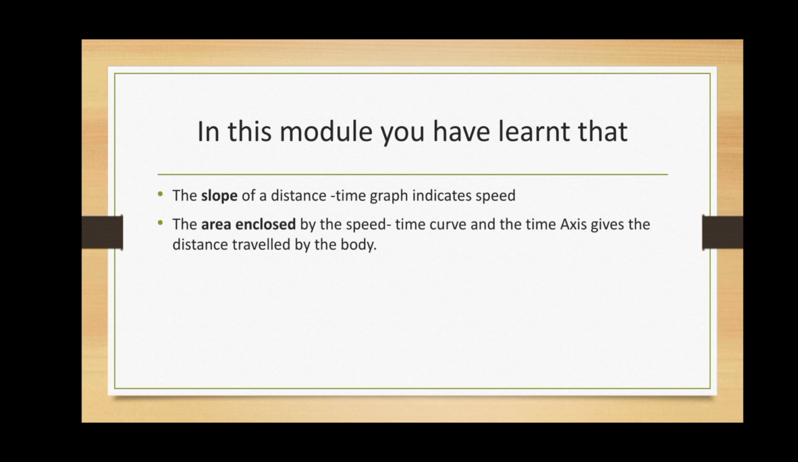In this module, you have learned that the slope of the distance time graph gives speed and the area enclosed by the speed time curve and the time axis gives the distance traveled by the body.